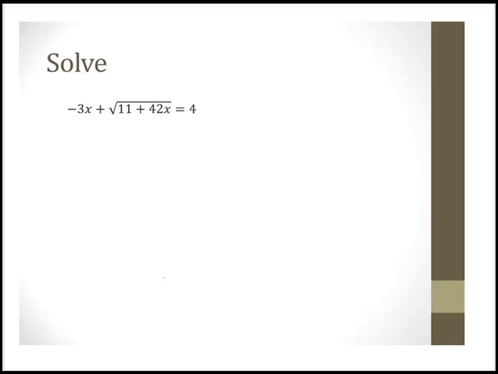Alright, our second example. Negative 3x plus the square root of 11 plus 42x is equal to 4. The first thing that we'll do is get that radical isolated. I want to get this radical isolated, so I will add 3x to both sides. So then I have the square root of 11 plus 42x is equal to 3x plus 4. Squaring both sides.